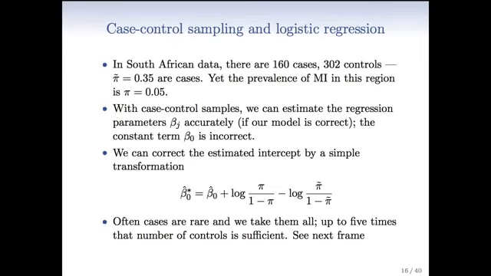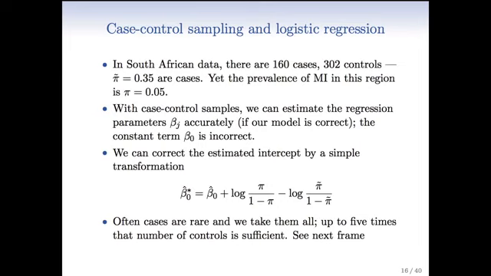Okay. Now, we slipped one thing by you. We said in South Africa, the risk for heart disease is about 5% in this age category. But in our sample, we've got 160 cases and 302 controls. So in the sample, we show a risk of 0.35. So it seems like the model's going to be off. It's going to estimate probabilities too high.